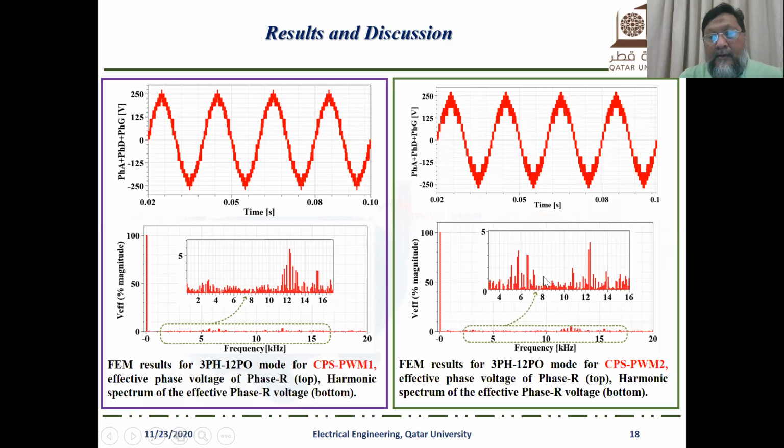And this is the harmonic spectrum when we are implementing carrier phase shifted PWM2. What we see is that here it is a clean waveform. The switching harmonics appear at 12 kilohertz with PWM1, while they appear at 6 kilohertz when operating in carrier phase shifted PWM2. So PWM1 is considered better compared to PWM2.